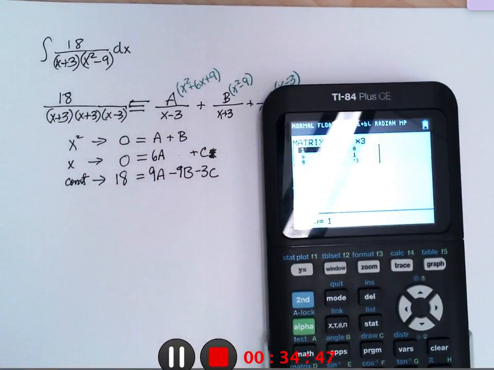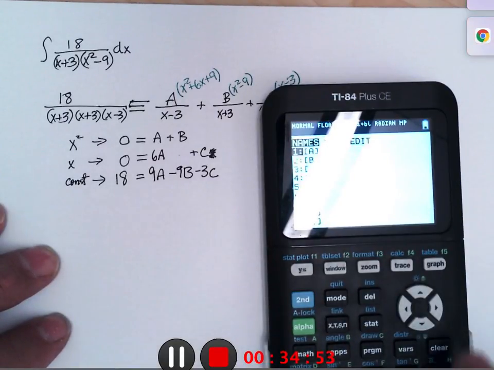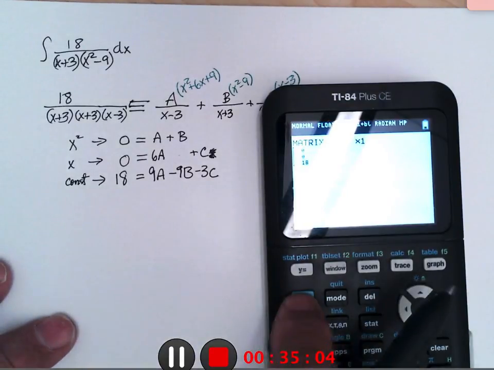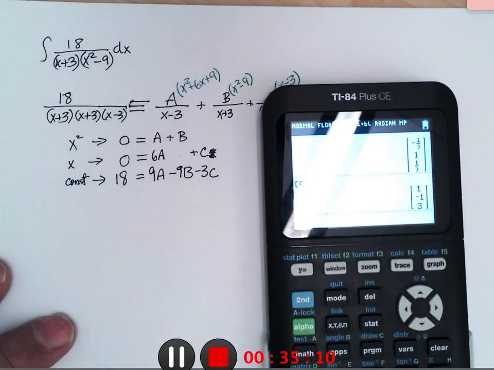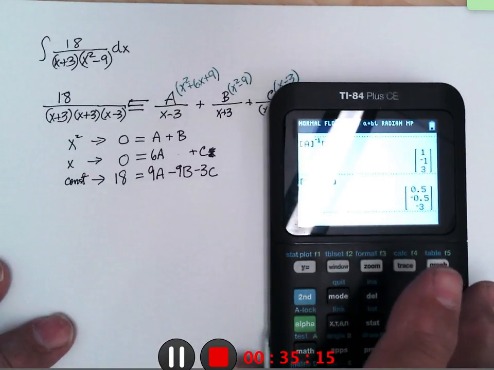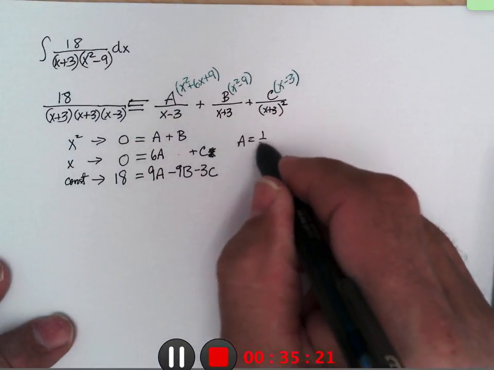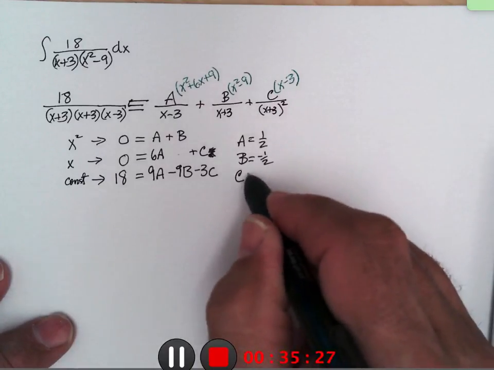And then my constants. So second, matrix, edit, B, and 0, 0, 18, same as what I had last time, because that's what I had last time, an 18 only. So quit, and I'm going to do matrix A inverse B, which is what I did last time, so all I have to do is hit enter, and it tells me my A is 1/2, my B is -1/2, and my C is -3.